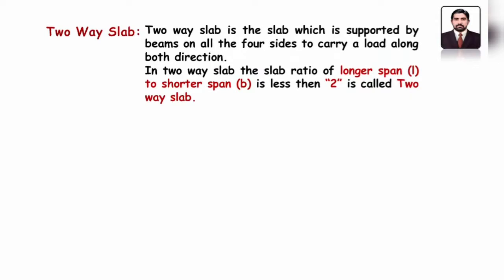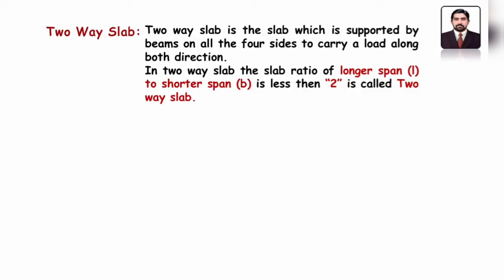Next one, two-way slab. Two-way slab is the slab which is supported by beams on all the four sides to carry a load along both directions. In two-way slab, the slab ratio of longer span L to the shorter span B is less than 2.